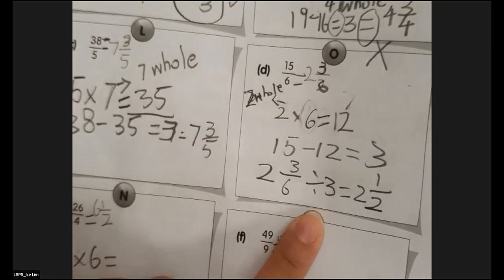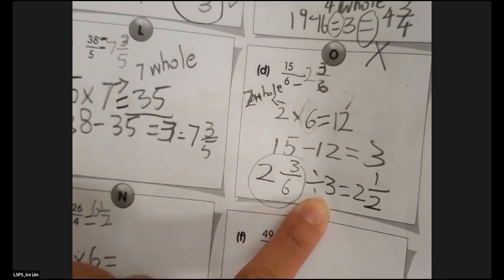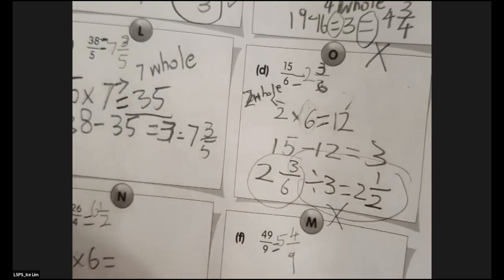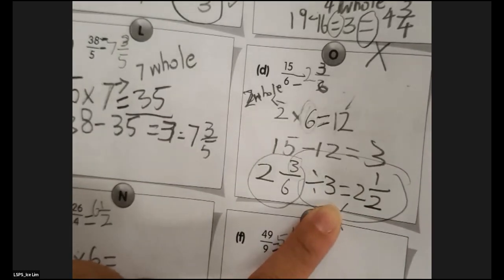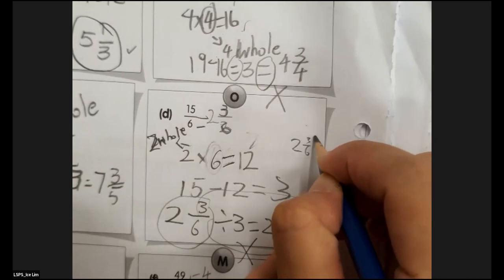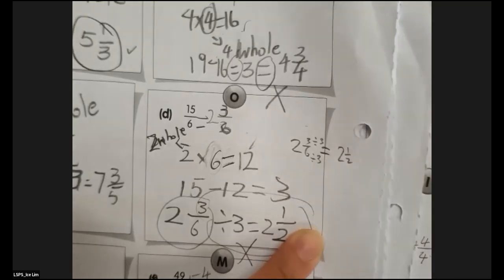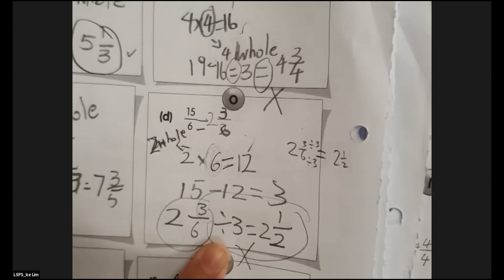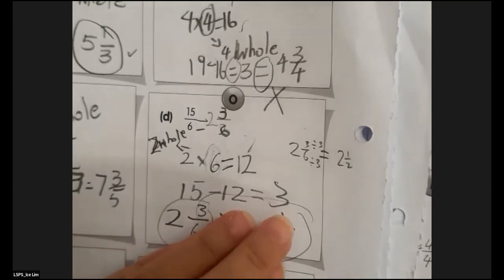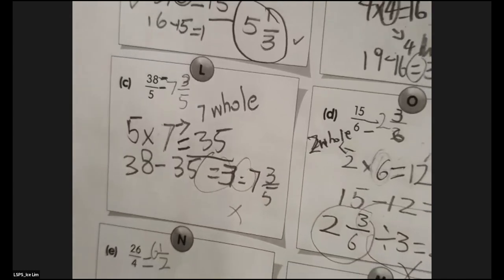Same as this. 2 3/6 divided by 3 is not 2 1/2. This is wrong. In a matter of simplifying this fraction, I'm only dividing the numerator and the denominator by 3. This equation is not correct. Understand? Erase it. Correct your mistakes, please. This is also wrong. We need to be careful in how we write.